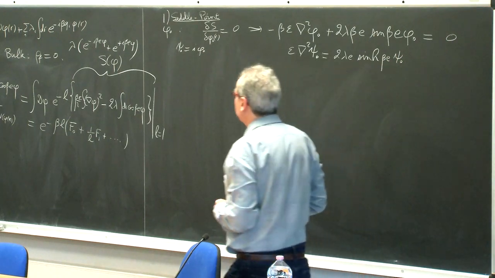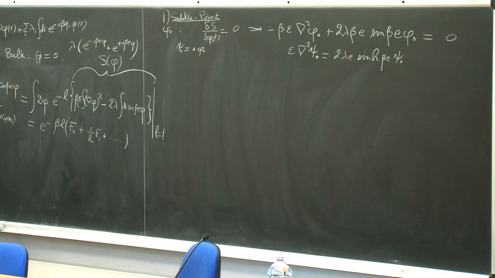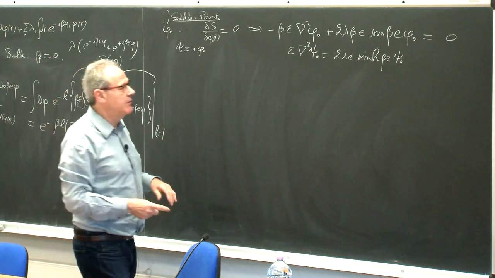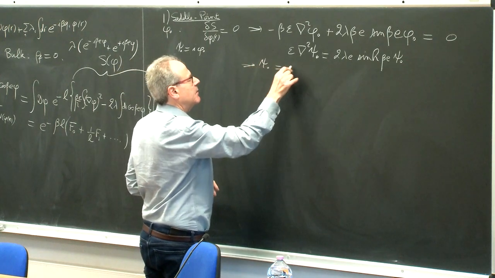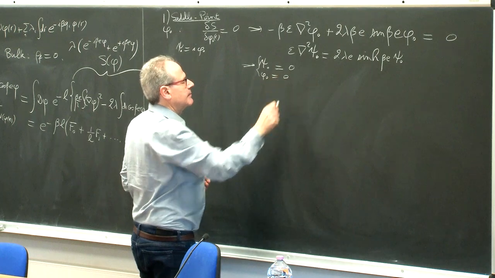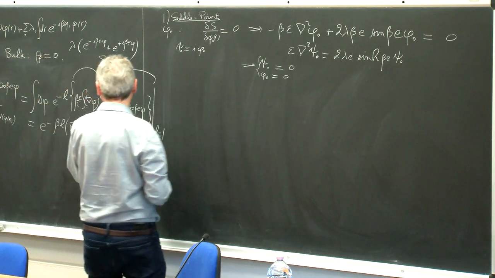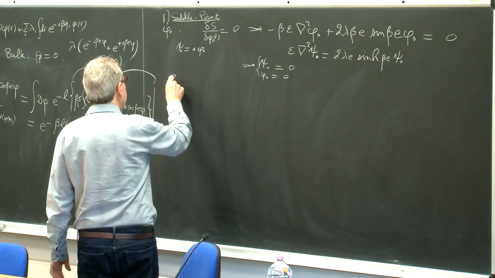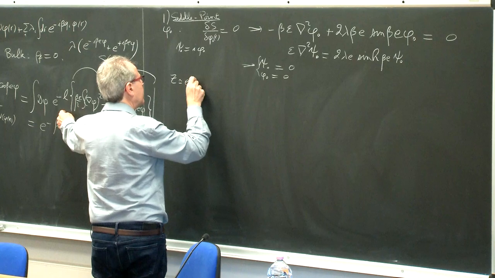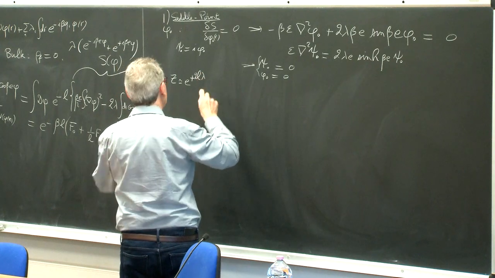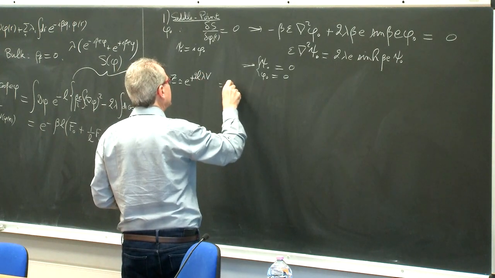Anyway, it's trivial in the sense that if you are in the bulk, as we are here, you have translational invariance because the system is homogeneous, and so the obvious solution is psi zero equals zero, or phi zero equals zero. So in an infinite salt solution, the electrostatic potential is zero. To zeroth order, I just replace phi by phi zero, so I get that Z is e to the minus l times minus 2 lambda, so it's plus 2 l lambda times the volume, and this is e to the minus beta F zero.